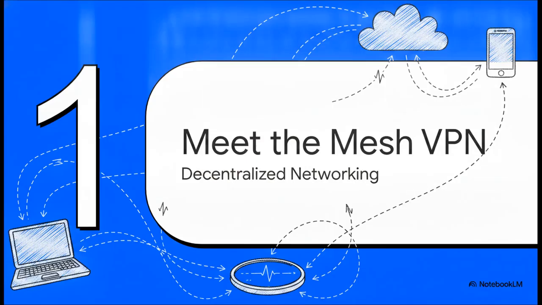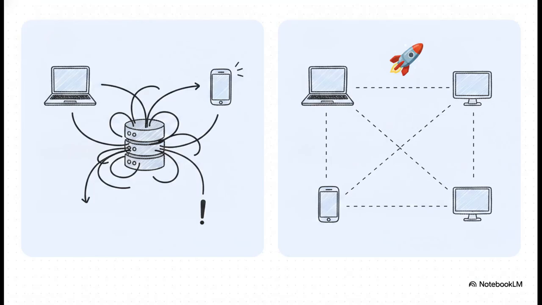Section 1. Meet the mesh VPN, decentralizing your network. Let's zoom out and look at the macro perspective first. Just imagine the physical reality of how we work today. You want your home laptop, your cloud server, and your phone on mobile data to all talk directly to each other, exactly as if they were plugged into the same physical switch in the same room. That is the decentralized reality a mesh VPN actually creates.